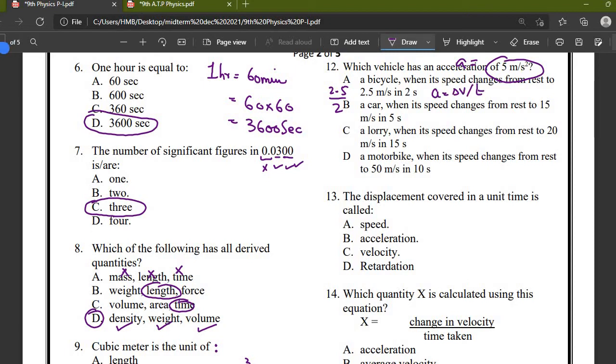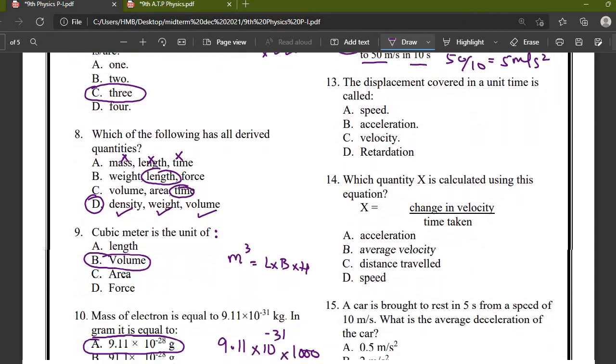Let's see option B. A car, when its speed changes from rest to 15 meter per second in 5 seconds. So in this case, change in velocity divided by time will not be equal to 5. A lorry, when its speed changes from rest to 20 in 15 seconds, so 20 over 15 will not be equal to 5 meter per second square. A motorbike, when its speed changes from rest to 50 in 10 seconds, so 50 over 10 will be equal to 5 meters per second square. So this will be our correct answer.